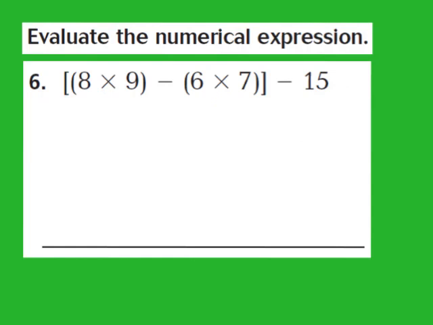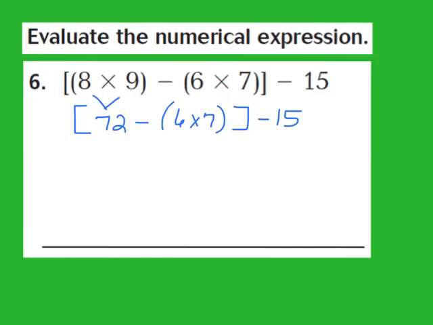So I'm going to go ahead and start by solving 8 times 9. And when I multiply 8 times 9, that's going to give me 72. So I'm going to go ahead and rewrite my problem. So now in brackets I have my 72 minus, in parentheses, 6 times 7. And that's all inside the brackets. And then outside of the brackets I have minus 15.